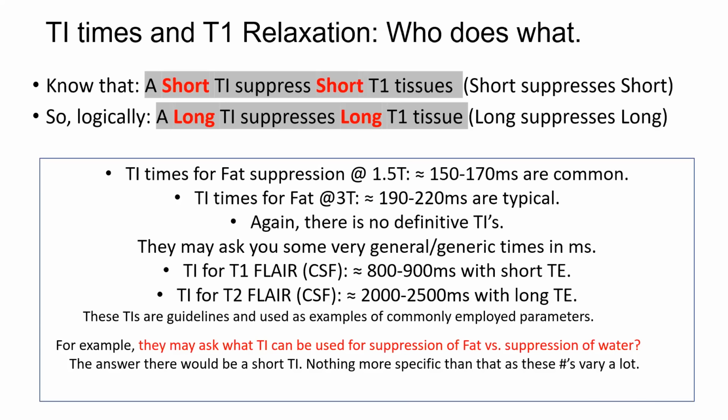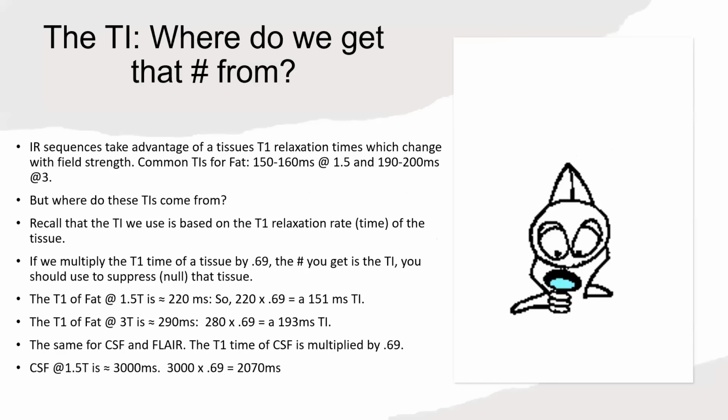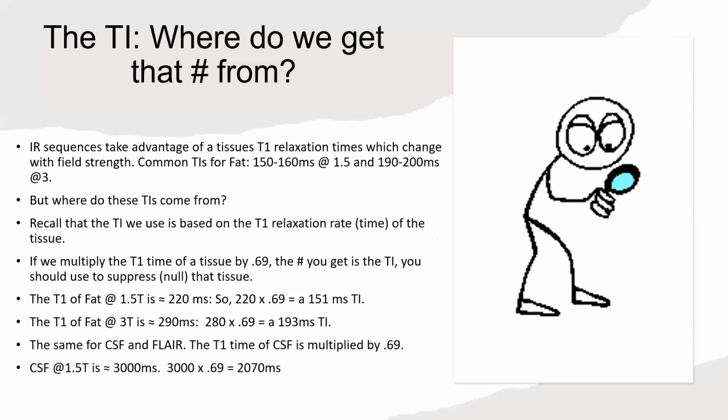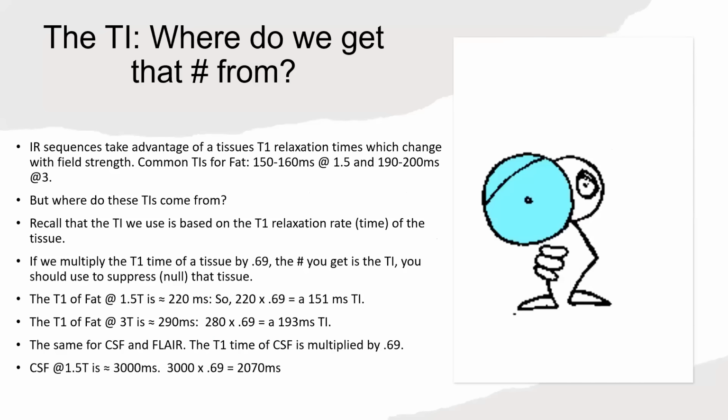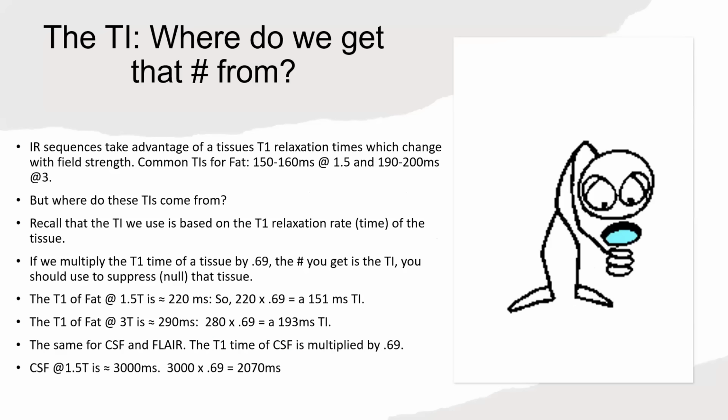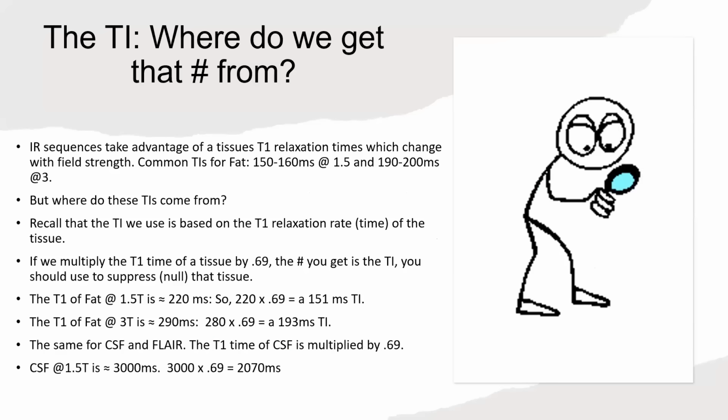Okay. They may ask you what TI will be used to suppress fat. Well, wait a minute, hold on. Fat is fast, so I need a short TI. So short suppresses short. And long, what do you do for water suppression? You need a long TI because water is a long T1 relaxing tissue. Very easy principle. Okay. So again, where do those numbers come from? You multiply the T1 relaxation time of a tissue, no matter what tissue it is, by 0.69, and that number you get is going to be the TI that will suppress it.